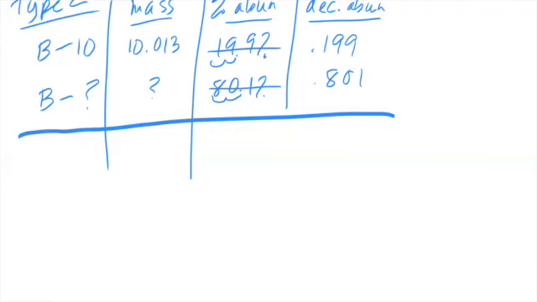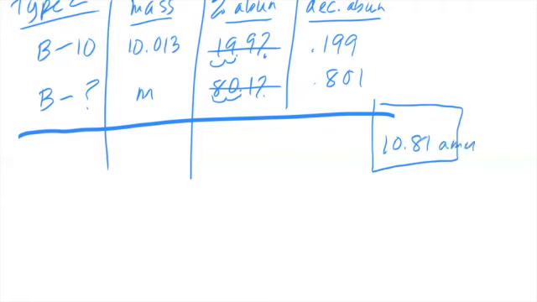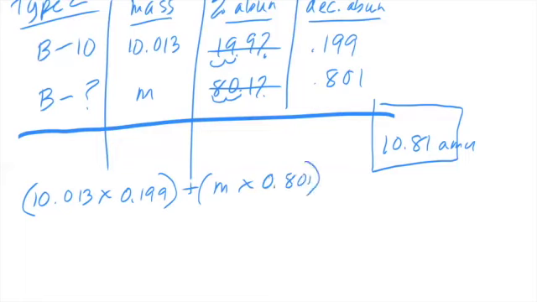And I don't know the mass, so I'm actually going to replace that question mark with a variable, just an m for mass. And remember, you can look up the final answer on the periodic table, and for boron, it is 10.81 AMUs. So, okay, now I'm ready to set up this algebraic expression and solve for m. So if I take 10.013, the mass of the first isotope, times its decimal abundance, and add that to the mass of the second isotope times its decimal abundance, that should be equal to what's on the periodic table.